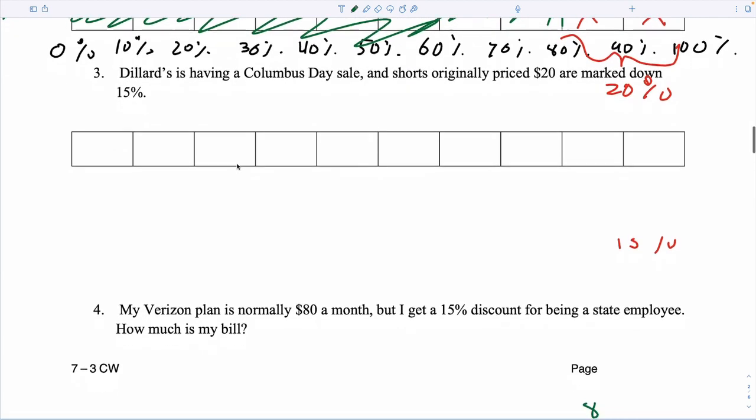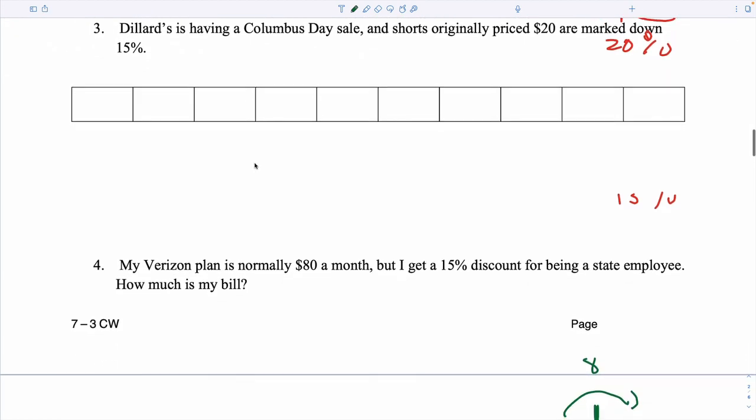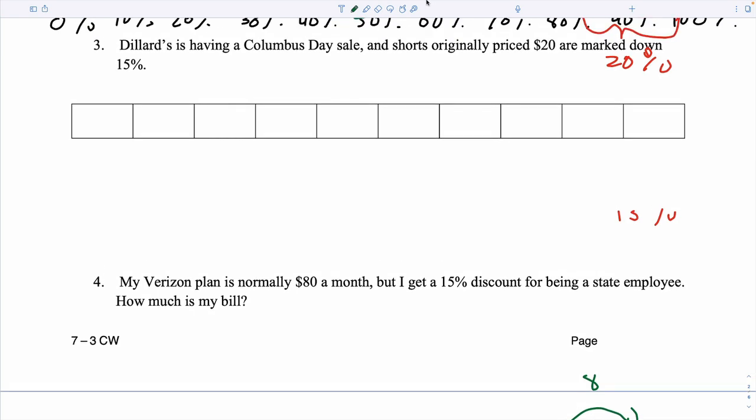Last one. These are the most difficult because they have a weird percentage. If it is Dillard's having a Columbus Day sale and they're 20 bucks marked down 15%, that 15 makes things a bit trickier when we make the bar model. I want you to think about why it makes it trickier. Set yours up again, like we did for 1 and 2.